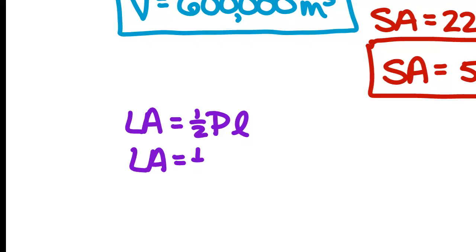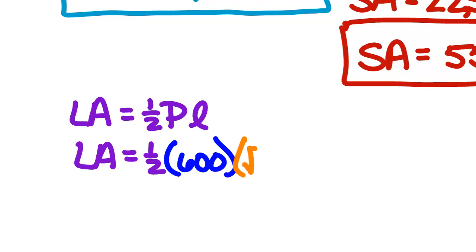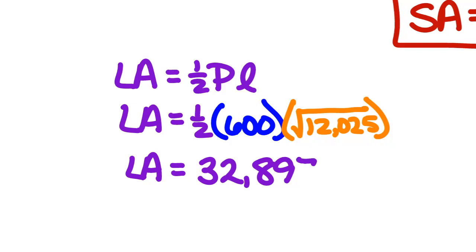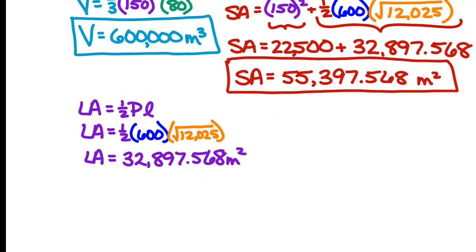Lateral area is 1/2 times my perimeter of 600 times my slant height, radical 12,025. And so we get 32,897.568 meters squared. There is another way to calculate this, though, that I want to talk about because I really want you guys to understand what I mean when I talk about the lateral area.